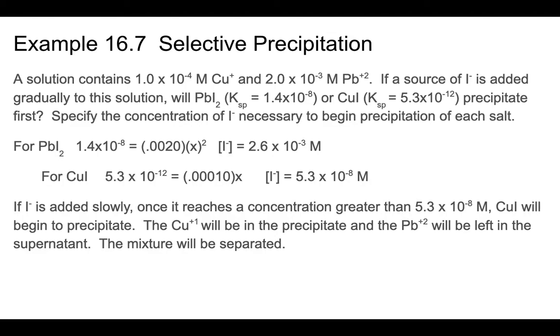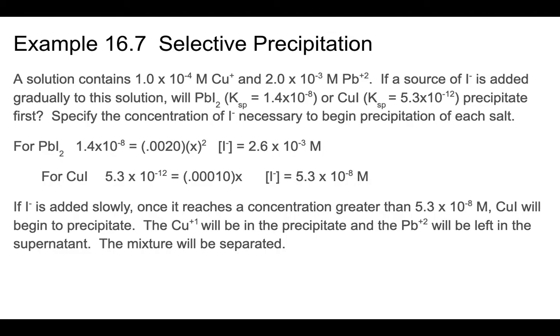And what we're wondering is, is the lead iodide going to precipitate first, or is the copper plus 1 iodide going to precipitate first? We know there are 2 KSP values, 1.4 times 10 minus 8, 5.3 times 10 minus 12. So which one precipitates first? Well, first let's specify the concentration of I minus necessary to begin precipitation of each salt. Now remember, this is a mixture, but it's already been mixed. So the molarities are 1 times 10 minus 4 and 2 times 10 minus 3.